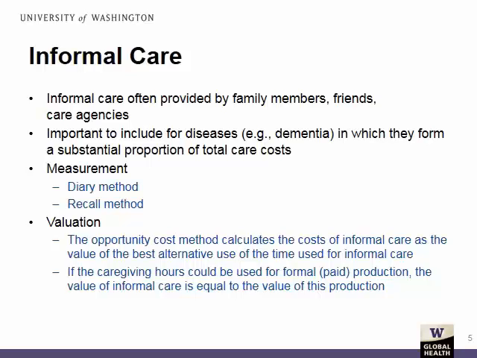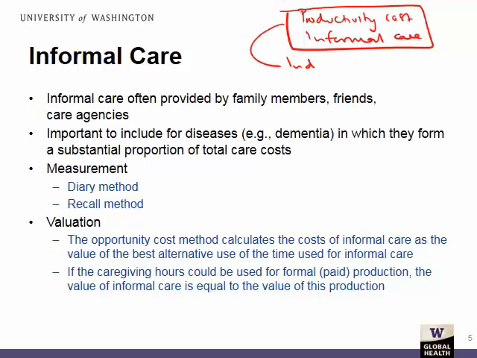The other part of indirect costs is the costs of informal care. Remember that all of these, productivity loss, productivity costs, and informal care, are indirect costs. And the other 2, besides indirect costs, are direct medical costs and direct non-medical costs. So those are 3: direct medical, direct non-medical, and indirect.